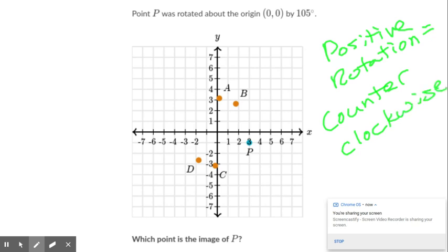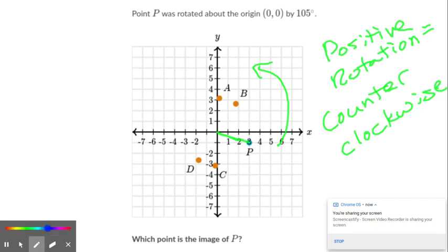So in this case, what I recommend doing is drawing a segment from P to the origin, because that's our center of rotation. So now it's up to us to figure out which point is a 105 degree counterclockwise rotation from there. So if I'm going counterclockwise, that means I'm going this way. So hopefully you notice that I've eliminated choice C and choice D, because that's just going in the wrong direction.